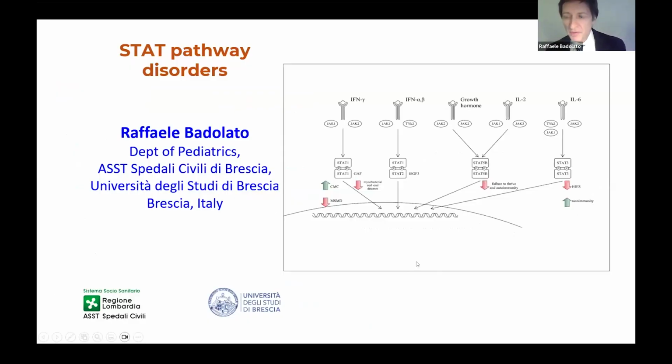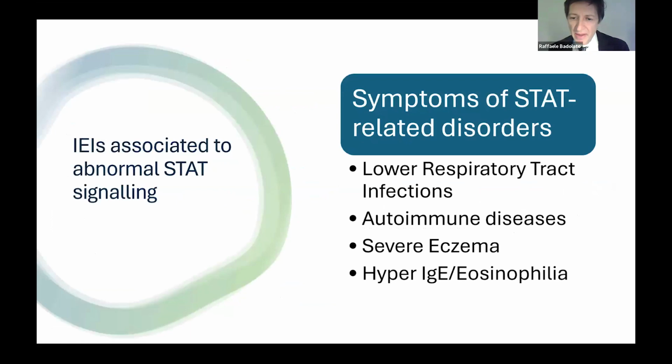I'll show a few cases of patients that are representative of STAT signaling disorders, taking a broad view of this kind of patients. And actually, I think we can summarize the manifestations of patients with STAT signaling disorders under 4 clinical groups of manifestations. They might present respiratory infections, they present autoimmune diseases, severe eczema, and hyper IgE and eosinophilia.